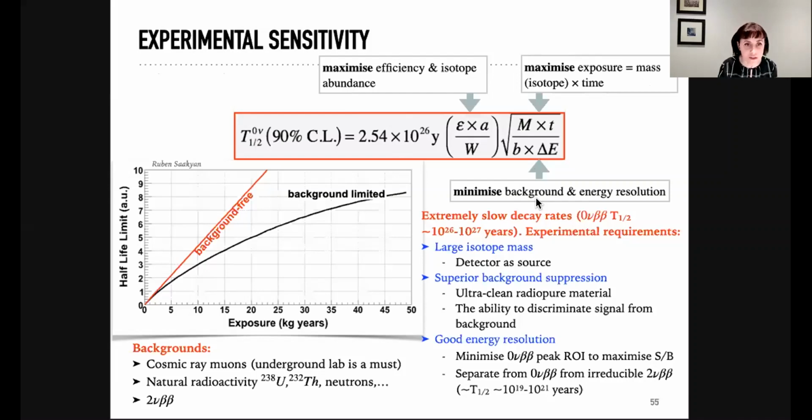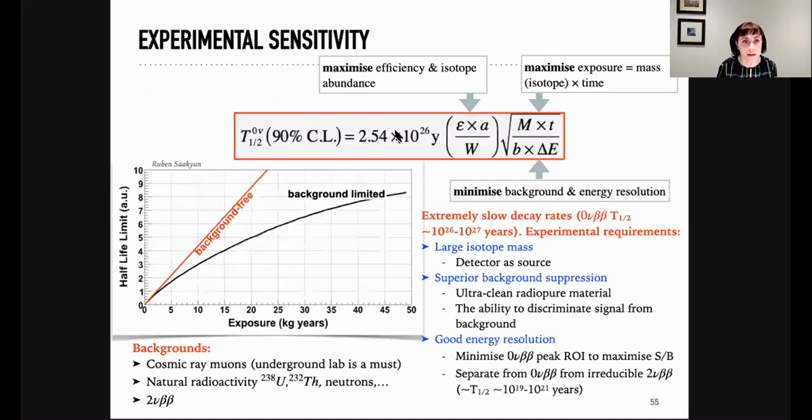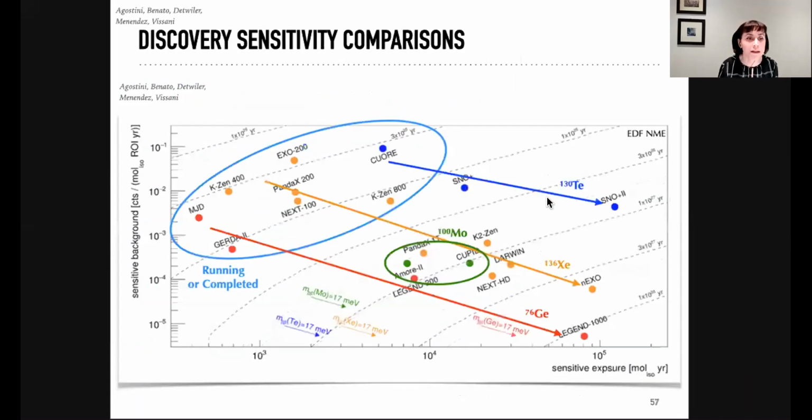How can you achieve that? There are many experiments, so this time I'm not going to focus on one. There are different technologies that can address either the big size, or maximize the exposure, or minimize the background. You can use different techniques, and you can see a very wide landscape of experiments. Before you had two, one in Japan, one in the US. Now you have many more. They're all different and all relevant, and in some cases not so different, just an evolution from one to the other.